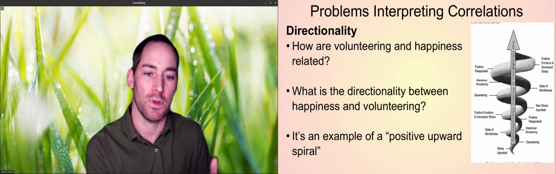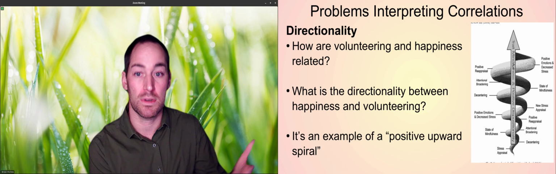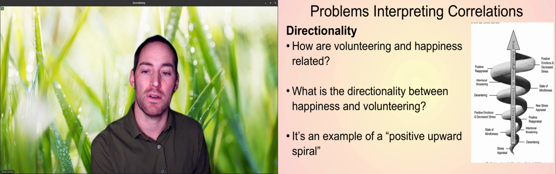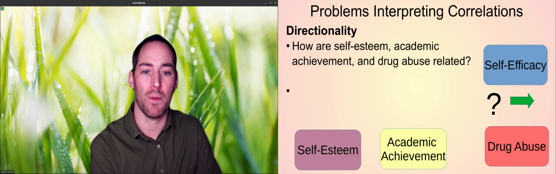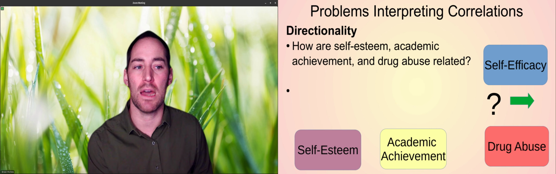So you're happy, you volunteer. As you're volunteering, you get happy. As you're happy, you volunteer more or continue volunteering. So there is that directionality. It's a positive upward spiral. So let's think about a few more variables here. We're adding a couple more.